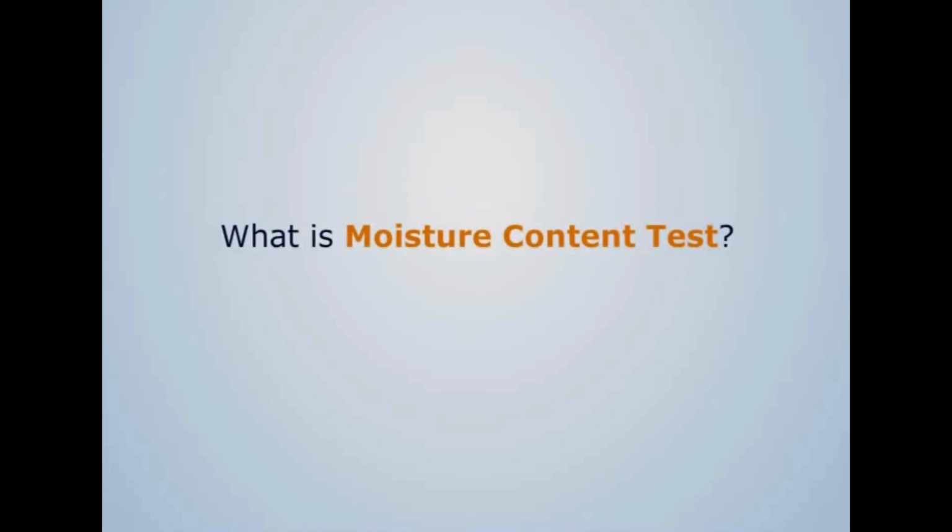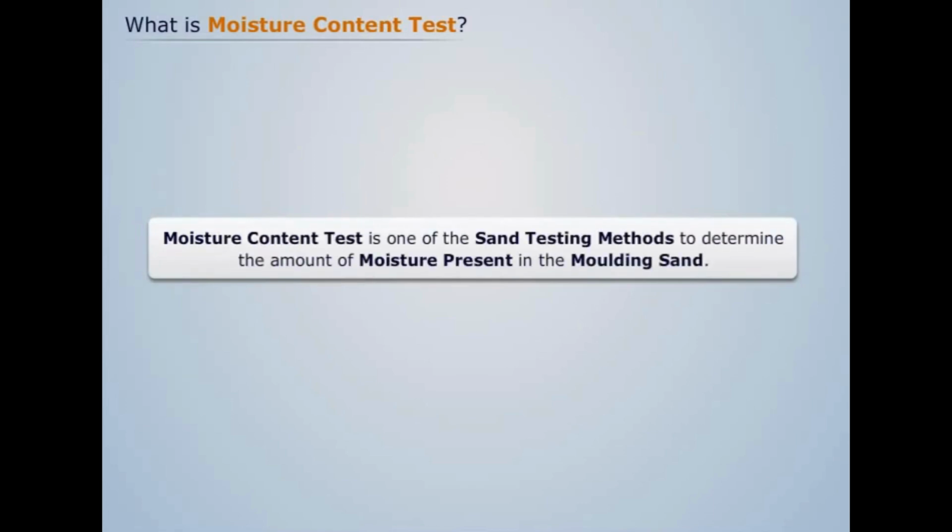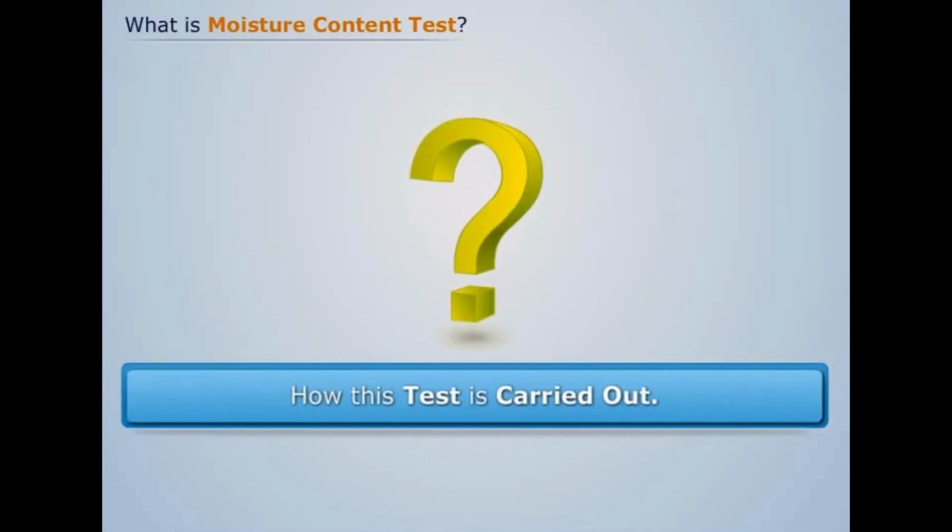What is moisture content test? Moisture content test is one of the sand testing methods to determine the amount of moisture present in the molding sand. Let's understand how this test is carried out.